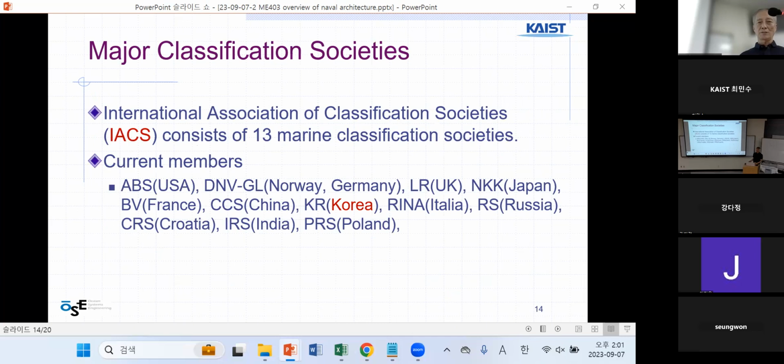So there are major classification societies around the world. Among them, the international one we call IACS, the International Association of Classification Societies, of 13 societies. The members are USA, Norway, and Germany, which were separate organizations but merged into one about 10 years ago. DNV is Norway. GL is Germany, Germanischer Lloyd, actually. Lloyd is from the UK, right? But Germanischer Lloyd and DNV are different. Japan, France, China, Korea, Italy, Russia, Croatia, India. The big companies who have many ships.